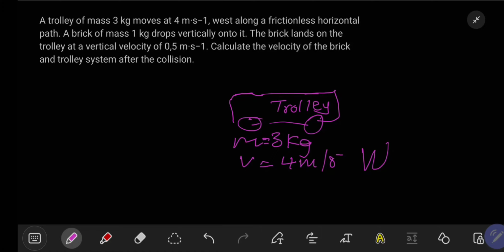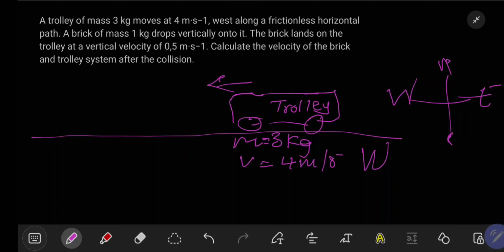All right, on a horizontal frictionless surface. So this is our horizontal frictionless surface. So according to our compass, this is our north, south, this is east, this is west. So it means this is going in this direction.